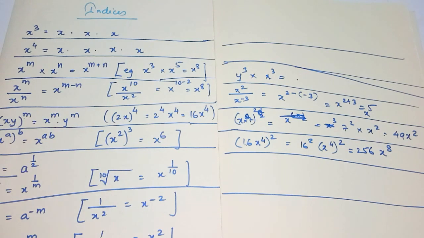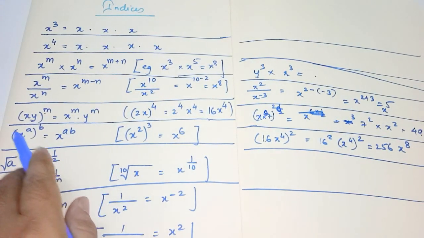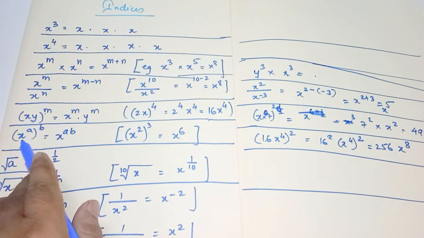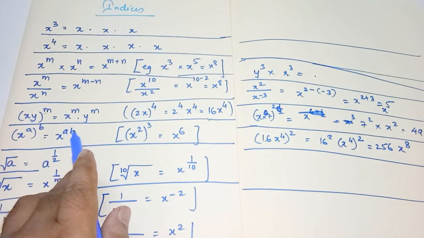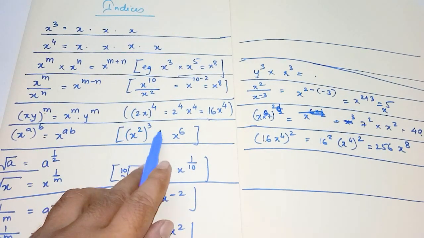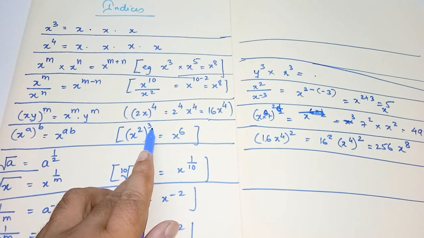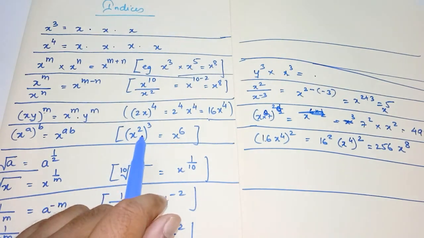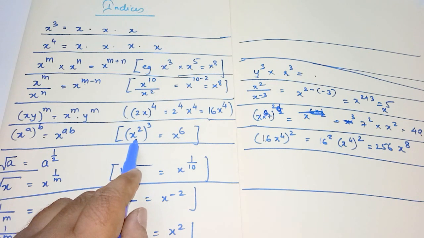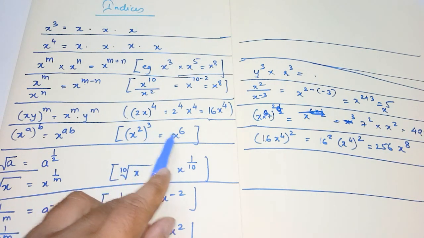All right. Now the next one is a very important property, that is x to the power a, all to the power b, is going to be x to the power ab. Have a look at this one. Now x squared to the power 3. Students sometimes add up the powers. No, that's incorrect. If you take this kind of property, you're going to do x to the power 6, because 2 times 3 is 6.